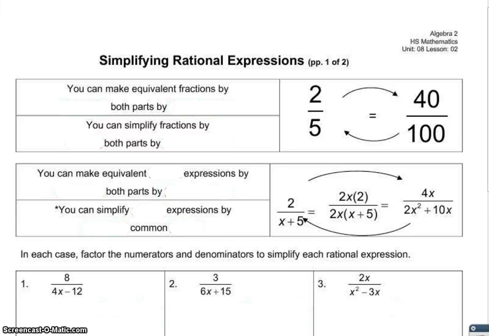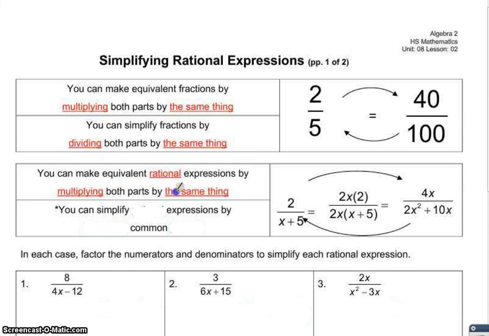Today we're going to be talking about simplifying rational expressions. So first it says you can make equivalent fractions by multiplying both parts by the same thing, and you can simplify by dividing both parts by the same thing. So you can make equivalent rational expressions by multiplying both parts by the same thing, and you can simplify rational expressions by canceling common factors.